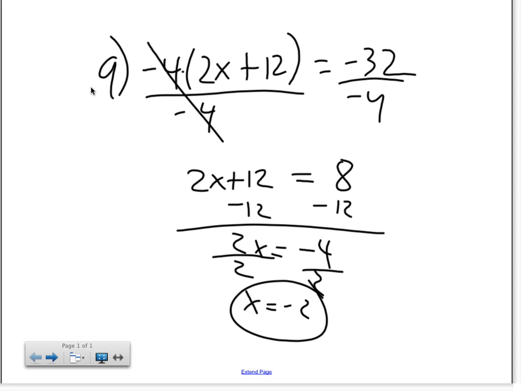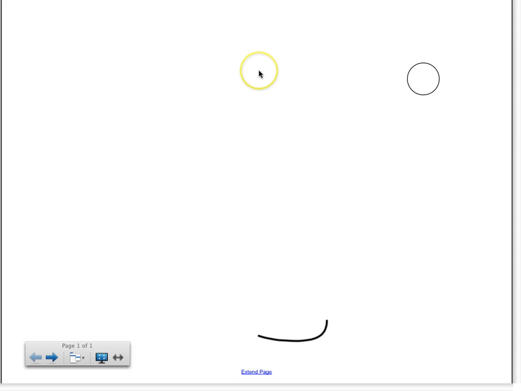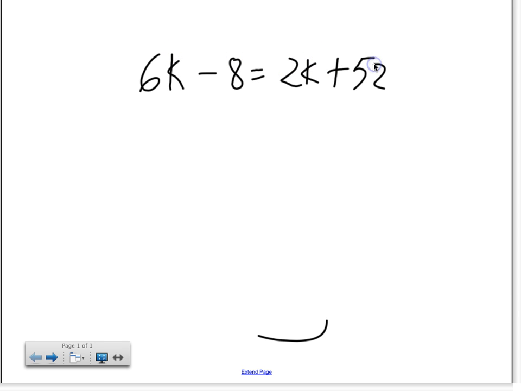Okay, take a look at number 10. Let me know if you have any issues. I'll stop and then explain it. You have 6k minus 8 equals 2k plus 52. Now, I know we can do the shape sorting technique, but for the purpose of imitation, I want to review that with you a little bit as well.